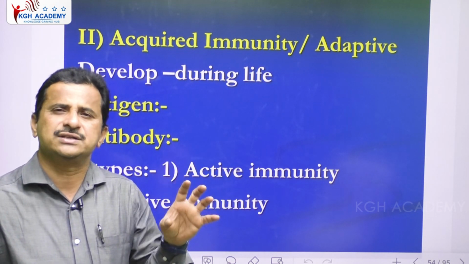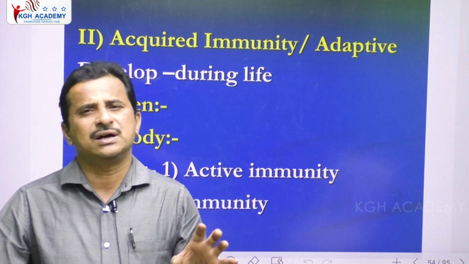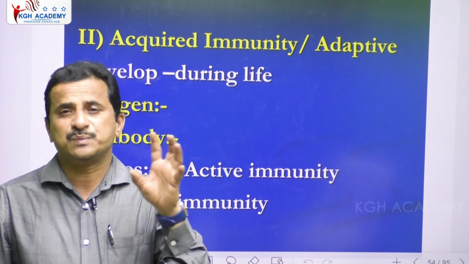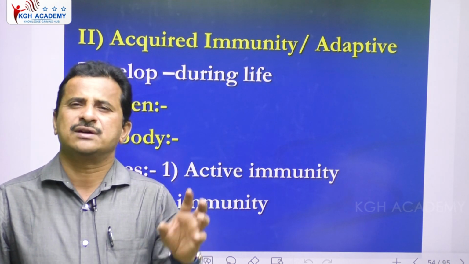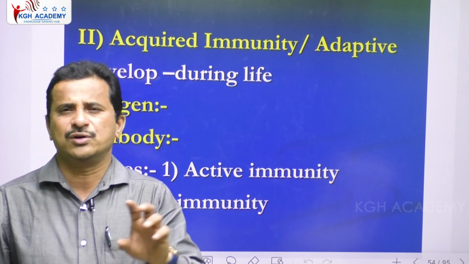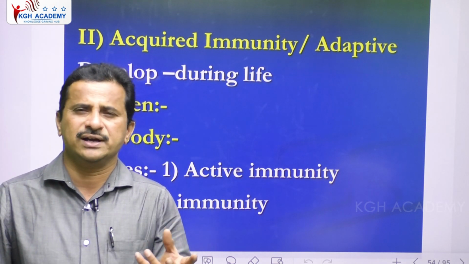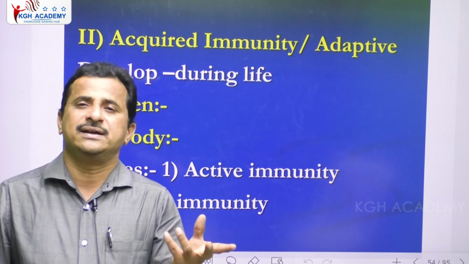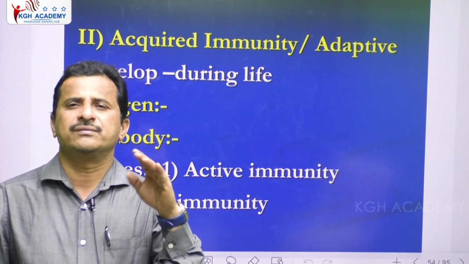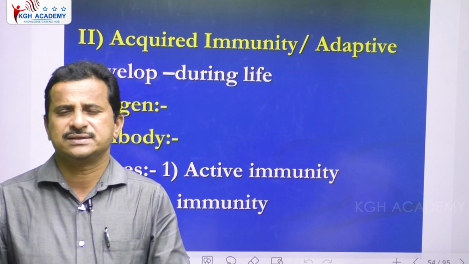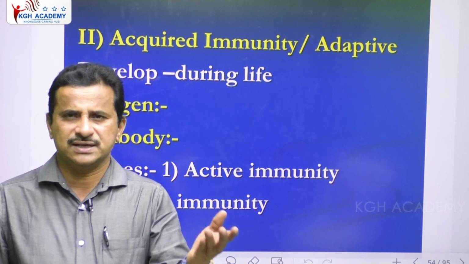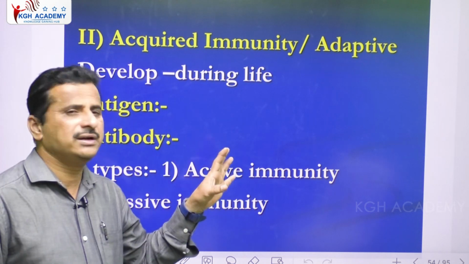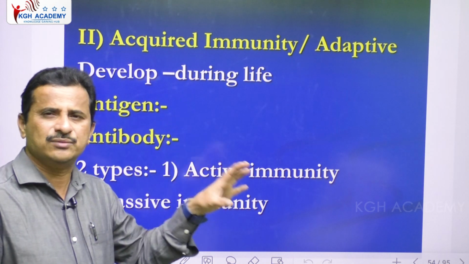Bacteria, viruses, microorganisms, chemicals and toxins act like antigens. In response to these antigens, our immune system, the white blood cells, produce antibodies. These antibodies destroy, eliminate or inactivate antigens. This way we become free from that disease. So we are developing resistance to that disease. So in acquired immunity, adaptive immunity, antigens and antibodies are present.